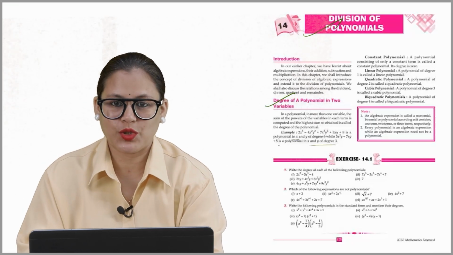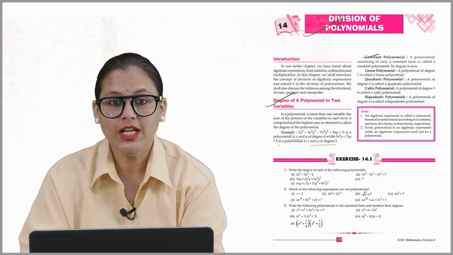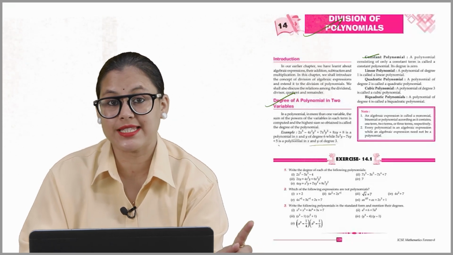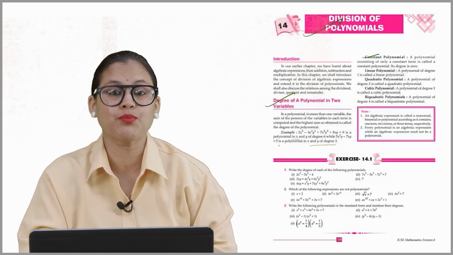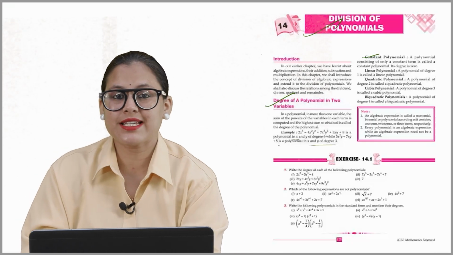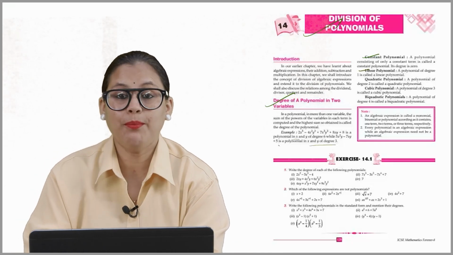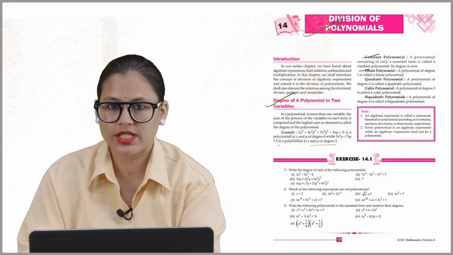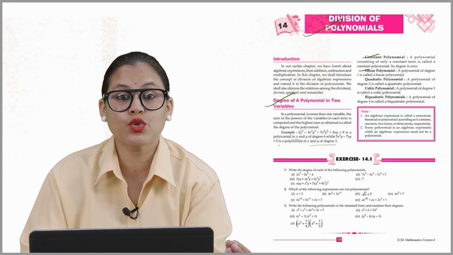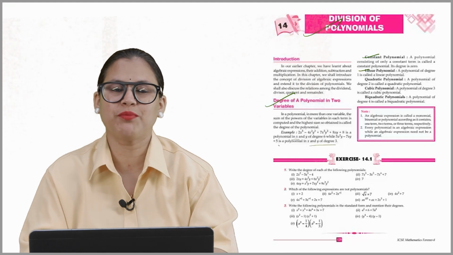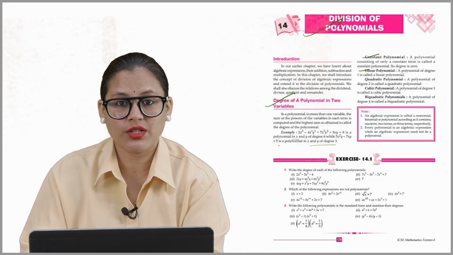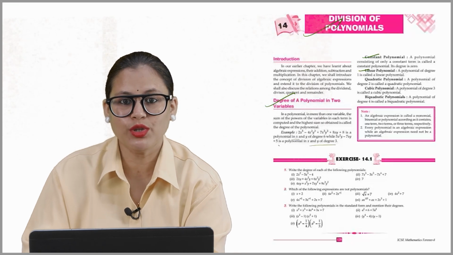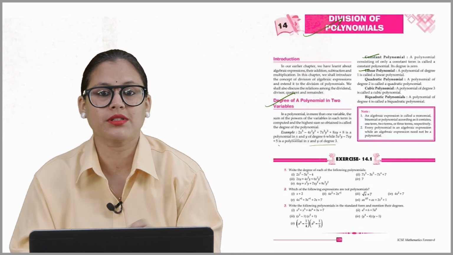Next, constant polynomial. A polynomial consisting of only a constant term is called a constant polynomial. Its degree is 0. Remember that. The degree of a constant polynomial is always 0. Next is a linear polynomial. A polynomial of degree 1 is called a linear polynomial. Quadratic polynomial: a polynomial of degree 2. Cubic polynomial: a polynomial of degree 3. Biquadratic polynomial: a polynomial of degree 4.